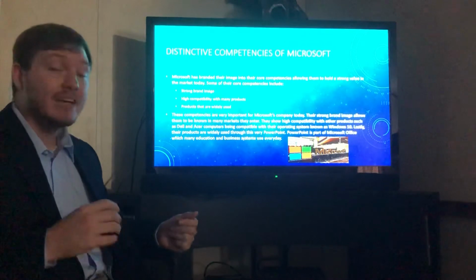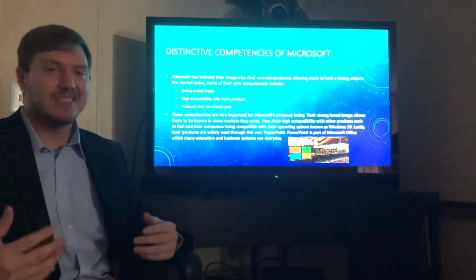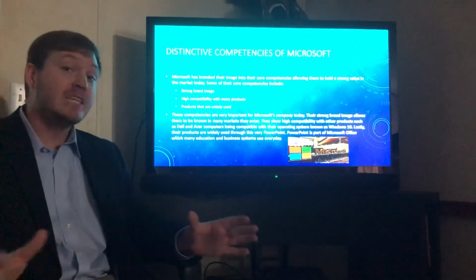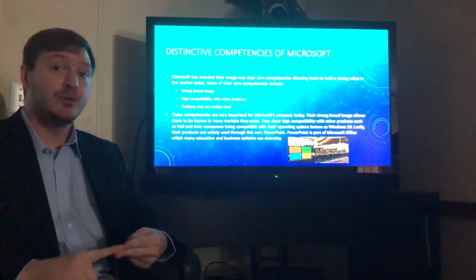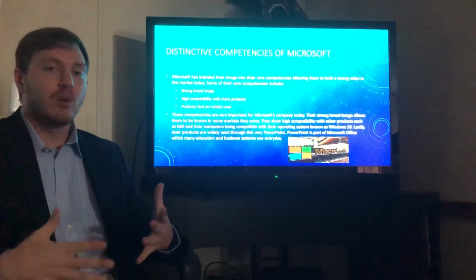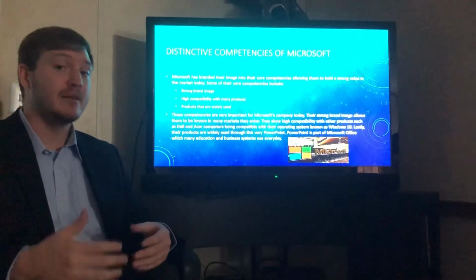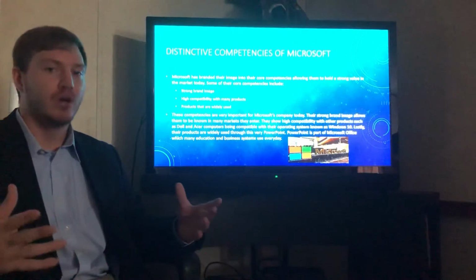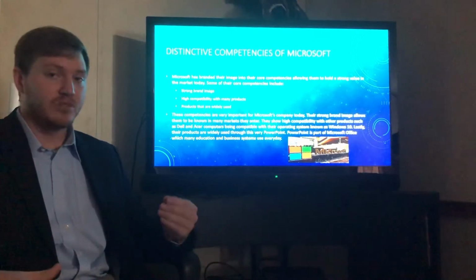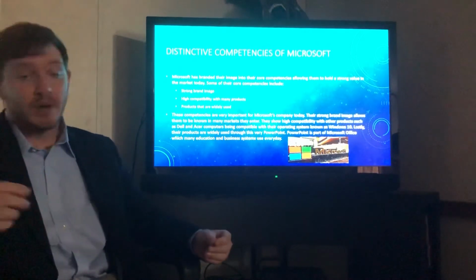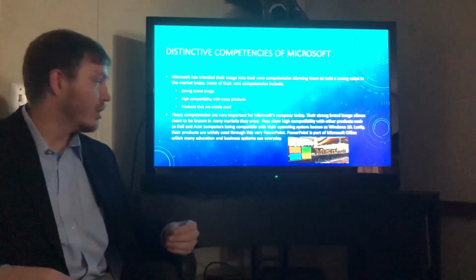They have high compatibility with other products. This is in the sense of personal computers, for example. You have different companies that make computers, such as Dell and Acer. Now, they don't have their own operating system, so Microsoft creates Windows 10 to be compatible with many other computers. So this allows the products to be compatible. You can have a Windows operating system on an Acer computer or a Dell computer.